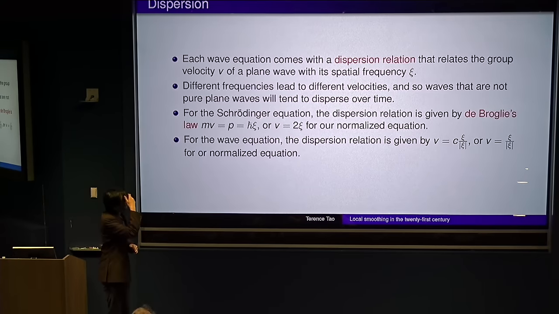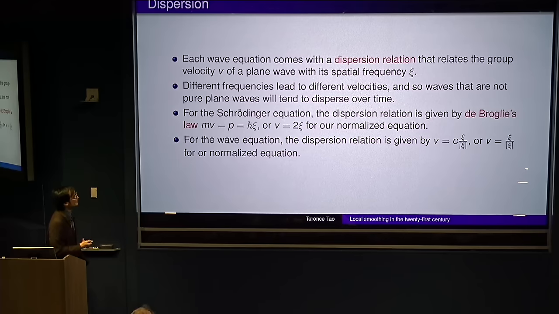All right, so I talk about dispersion. Where decay really comes from is dispersion, and specifically the geometric nature of these equations. Each of them has a dispersion relation, and different wave equations have different relations. But all wave equations that show up in nature have a fundamental dispersion relation that relates the velocity of a plane wave, more technically, the group velocity of a plane wave, with its spatial frequency. So frequency is some vector describing how fast your wave is oscillating and in which direction, and frequency always influences velocity. If you change your frequency, you will change the velocity, and this is why you have dispersion.